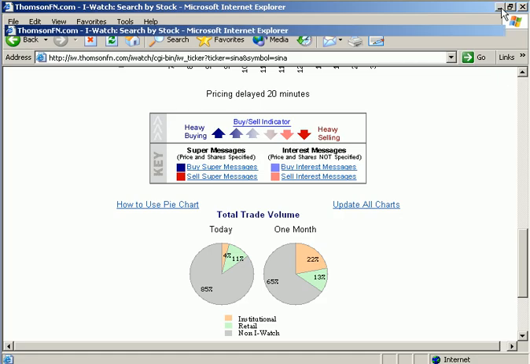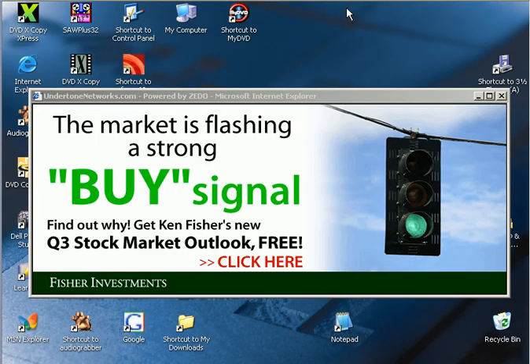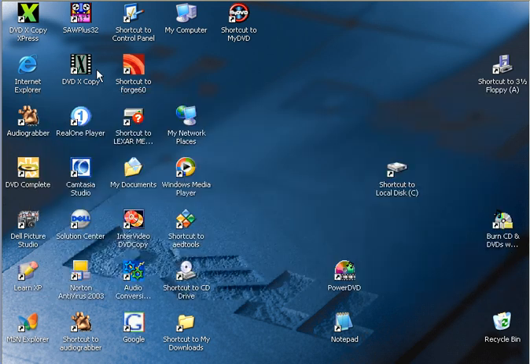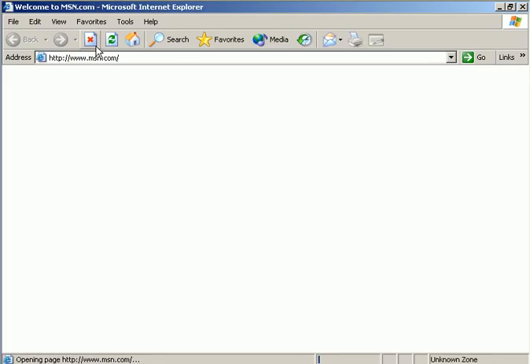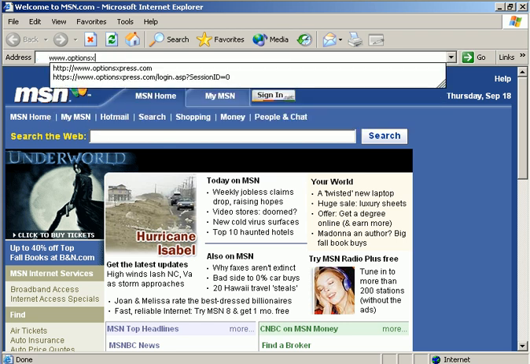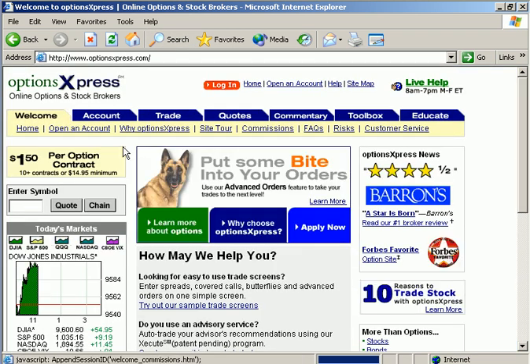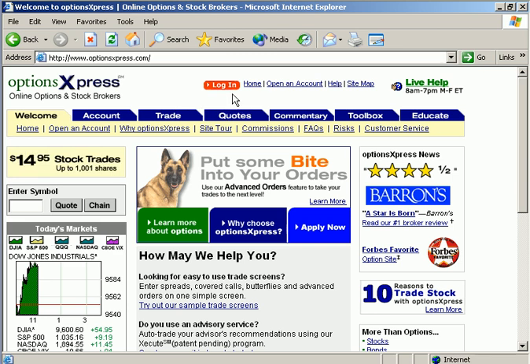So we definitely have to go to our Options Express account, and after we get rid of these pop-ups, we're going to go back to our Explorer and type in www.optionsexpress.com, and simply hit the enter button. That's going to take you to the Options Express homepage. What we're going to do here is click on the red monitoring button. Let's go ahead and do that.